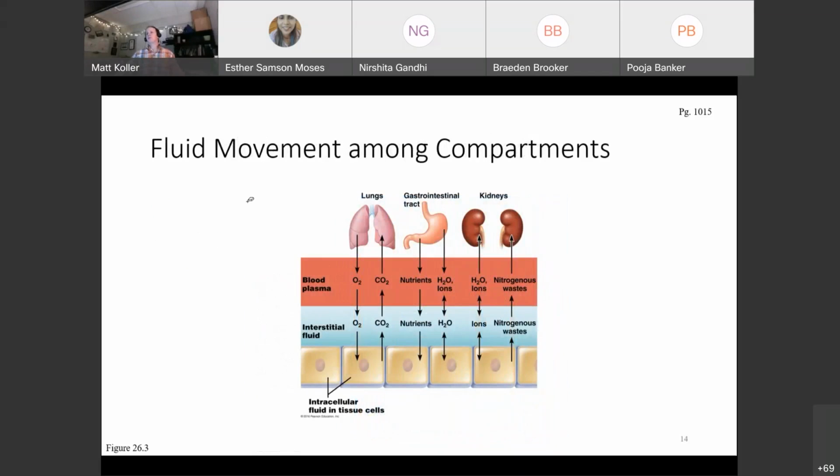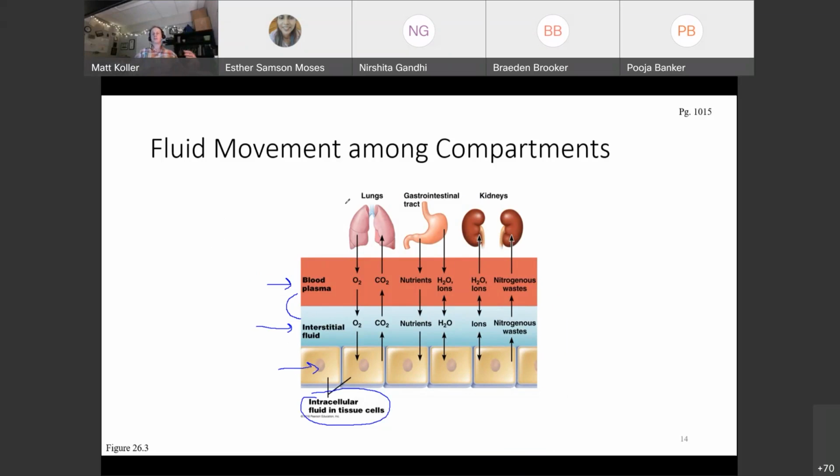So fluid movement really amongst the different components. So here we see blood plasma. Here we see interstitial fluid. And as we said, these two are very close to each other. And then you have intracellular fluid, so fluid within the cell. So we see that oxygen, and we'll cover this in 2 weeks with respiratory physiology. You breathe in air, and the oxygen will go into the bloodstream, will go into the interstitial fluid, and will go into the cells. And we see that.